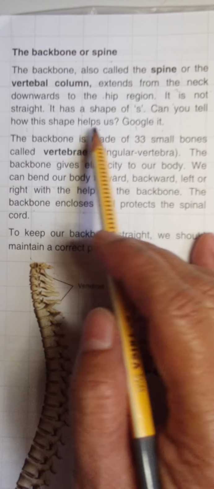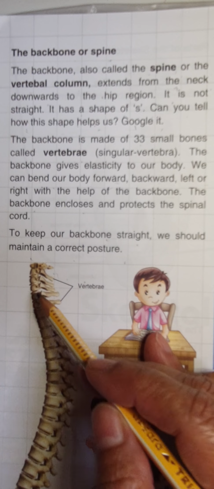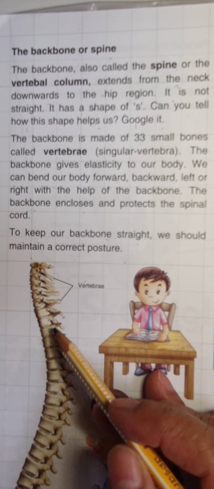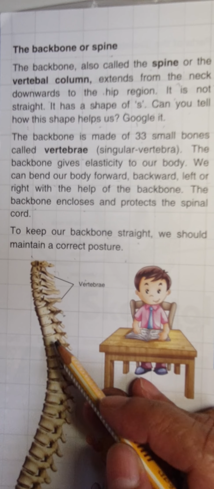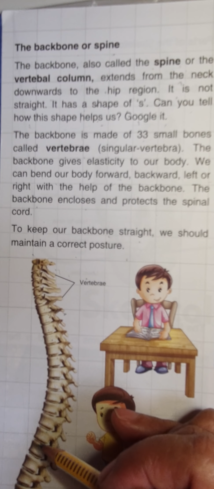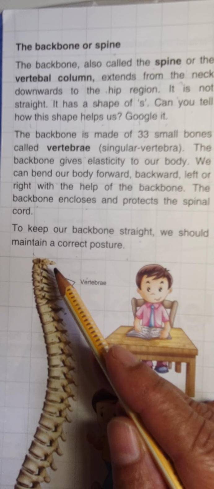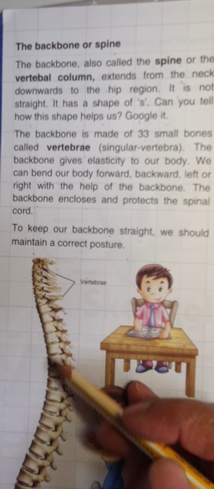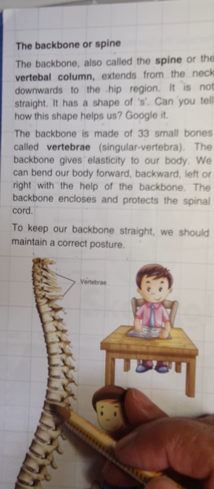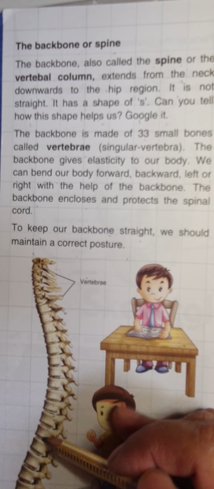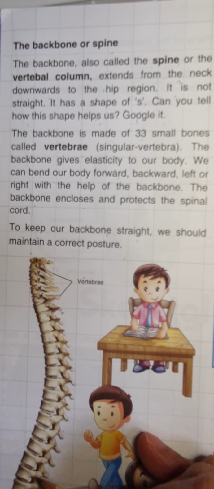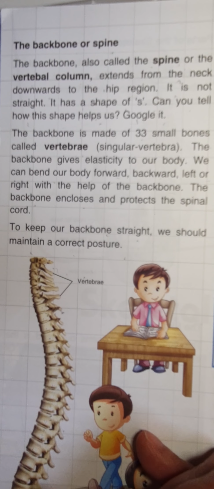Now, why is this an S shape? Because it holds the entire weight of your body, so it helps to protect and to make a balance. When we get some kind of jerk or when we jump, our entire weight comes onto this backbone, but it distributes that weight to each vertebra and each joint, and we don't get much pain in our backbone. Otherwise it would have been very difficult for us if we jumped.